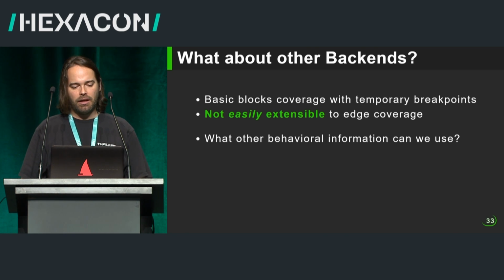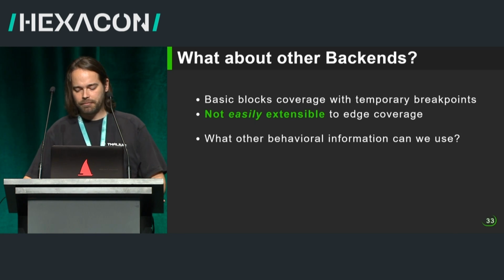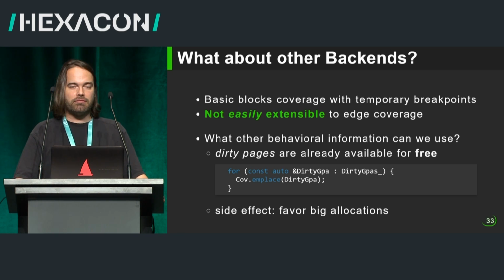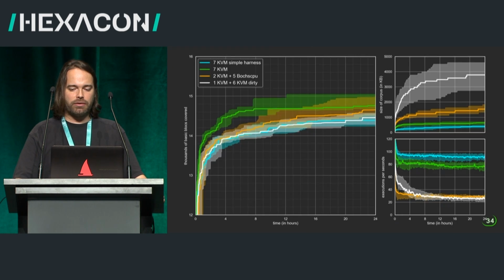So instead, we thought about what other behavioral information we can use. And we already have the set of dirty pages for free, because the fuzzer needs those in order to restore the snapshot. So we just throw the set of dirty pages into the coverage. And as a side effect, this will favor big allocations.